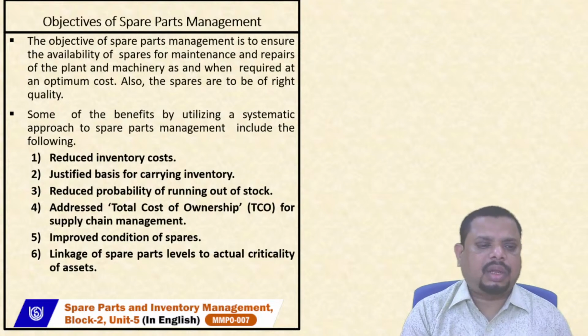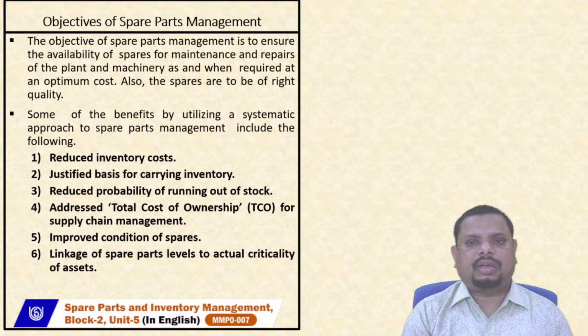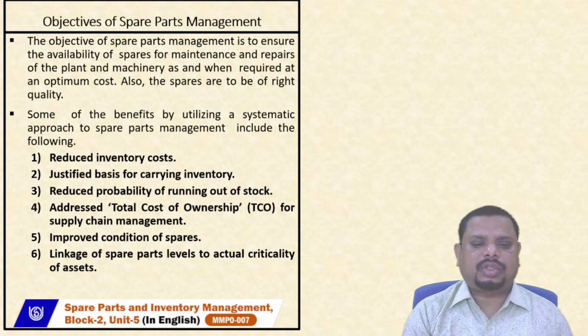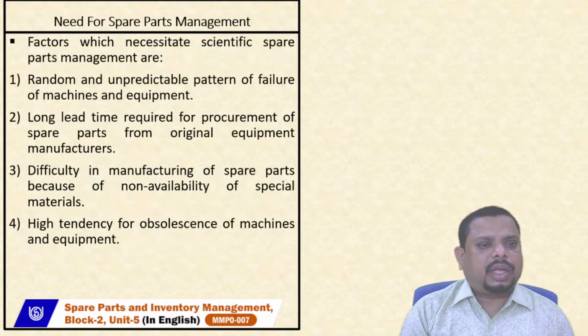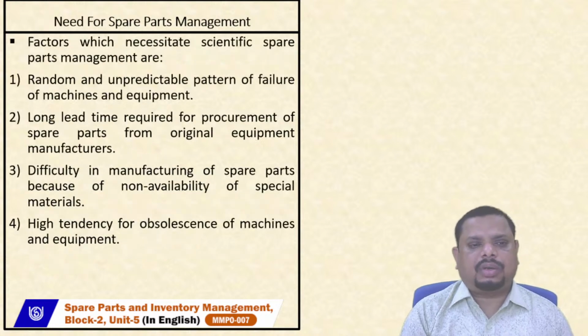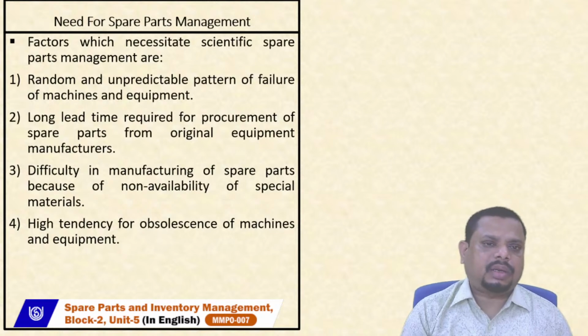I will just repeat: the first one is reduce inventory cost, then justify the basis for carrying cost. The next one, reduce the probability of running out of stock, then address the total cost of ownership for the supply chain management. The next one we have is improved condition of spares, and linkage of spare parts level to the actual criticality of assets. Moving to the next one, the need for spare parts management.